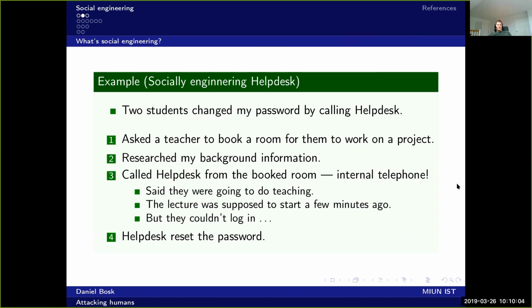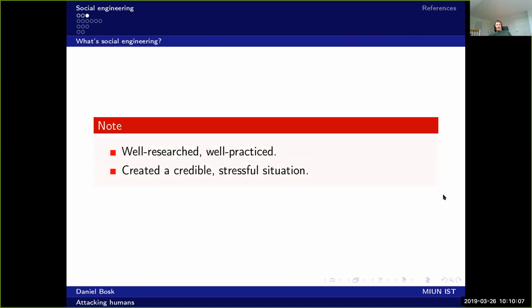So the reason it worked was because they were well researched, they were well practiced, they created a credible, stressful situation, which makes the human bypass some of the security barriers that are normally in place. Because help desk is there to help, and then they want to help as quickly as possible. And yeah, it's part of human nature to do this. So basically, you really need to train yourself to be a real prick and to not fall for this type of social engineering attacks.